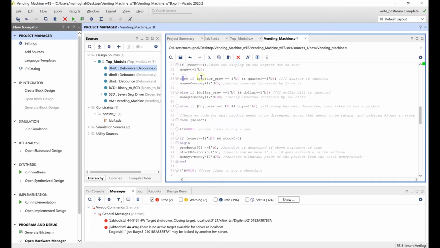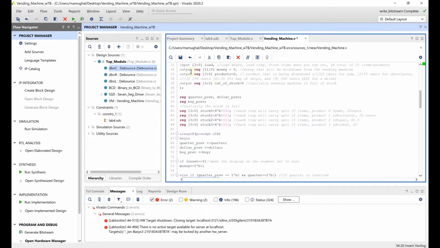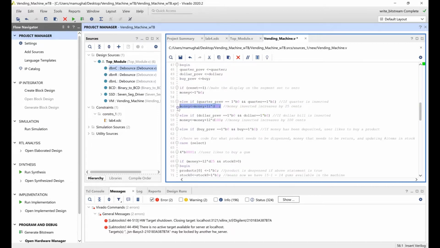Okay, else if the quarter underscore previous, if nothing has been inserted previously, and then the customer puts in a quarter, then the money should increase by 25 cents. Again, remember, money is a register which we declared over here as an output, and it is 12-bit. You are going to set this initially to 0, so when the quarter goes in, the logic will go up by 25 cents. Similarly, when a dollar bill goes in, the money will increase by 100 cents.